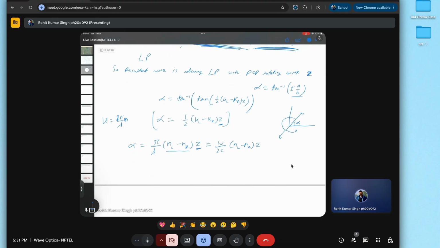So there are two types of medium. If this nL is greater than nR, okay, the medium is called right-handed or dextrorotatory. Okay, and if nL is smaller than nR, then the medium is called left-handed or levorotatory.